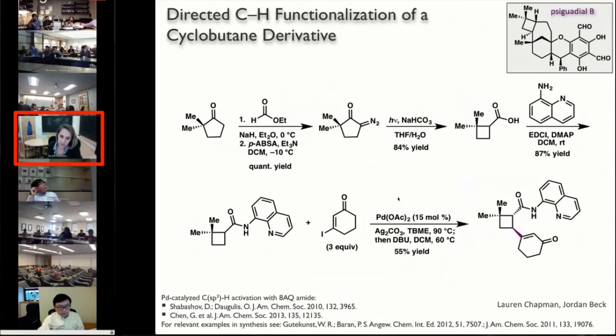And so this was looking pretty nice, and if you go to the next slide, although I won't take you through it, we ultimately were able to install the quaternary center using conjugate addition chemistry, which is also nice because there's a lot of catalytic methods there that have been developed using chiral ligands to allow you to control that stereochemistry.